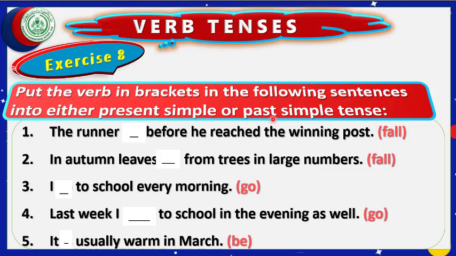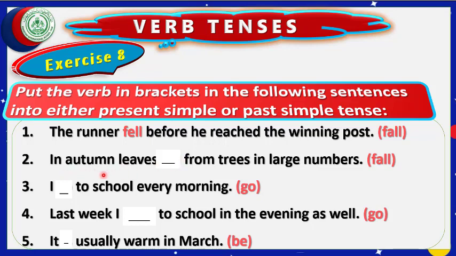Let us start. The runner dash before he reached the winning post. Before he reached, here is written reached. This reached means we are talking about past. Therefore, it will be completed in past simple tense. The runner fell before he reached the winning post. Let us move to the next.